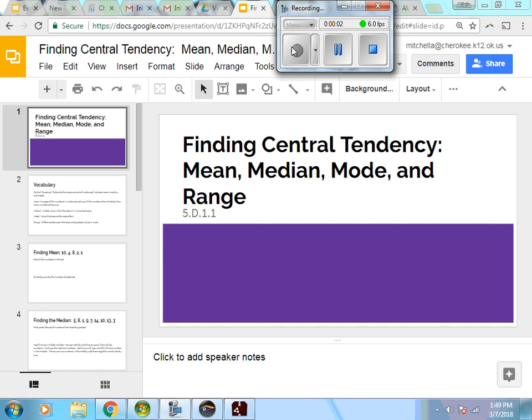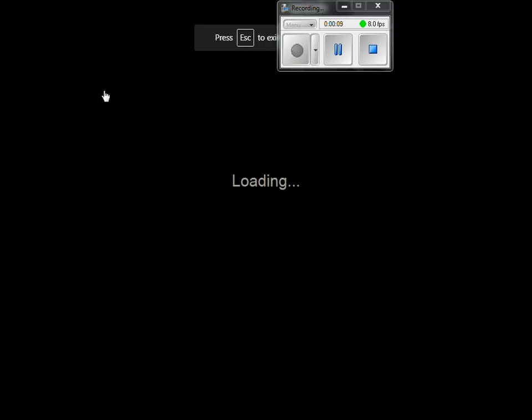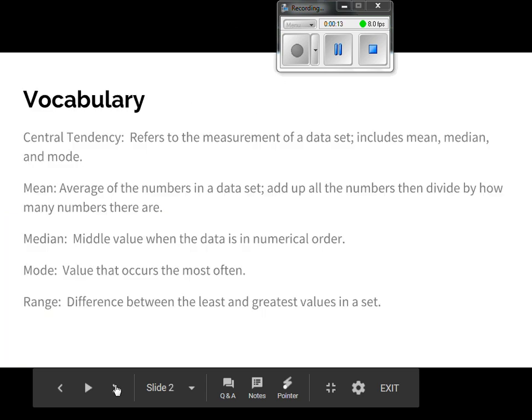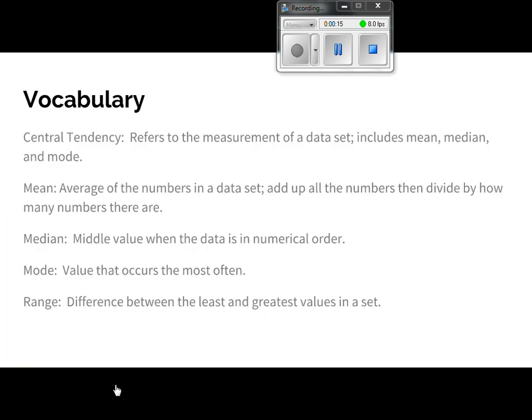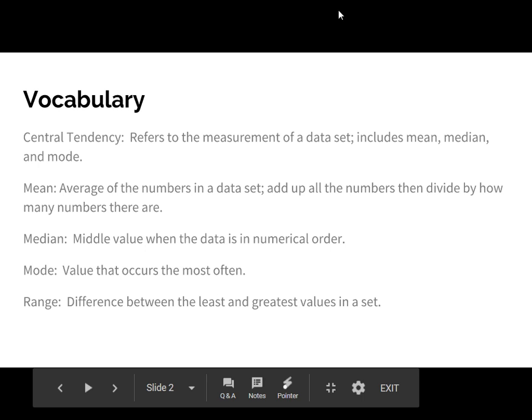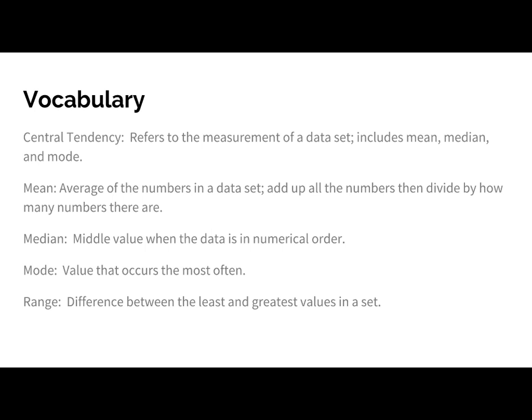Okay, we're going to talk about finding central tendency, which is mean, median, mode, and range. So we're going to look at some vocabulary to start. Central tendency refers to the measurement of a data set, and includes mean, median, mode, and range. Mean is the average of the numbers in a data set. So you would add up all the numbers, then divide by how many numbers there are.